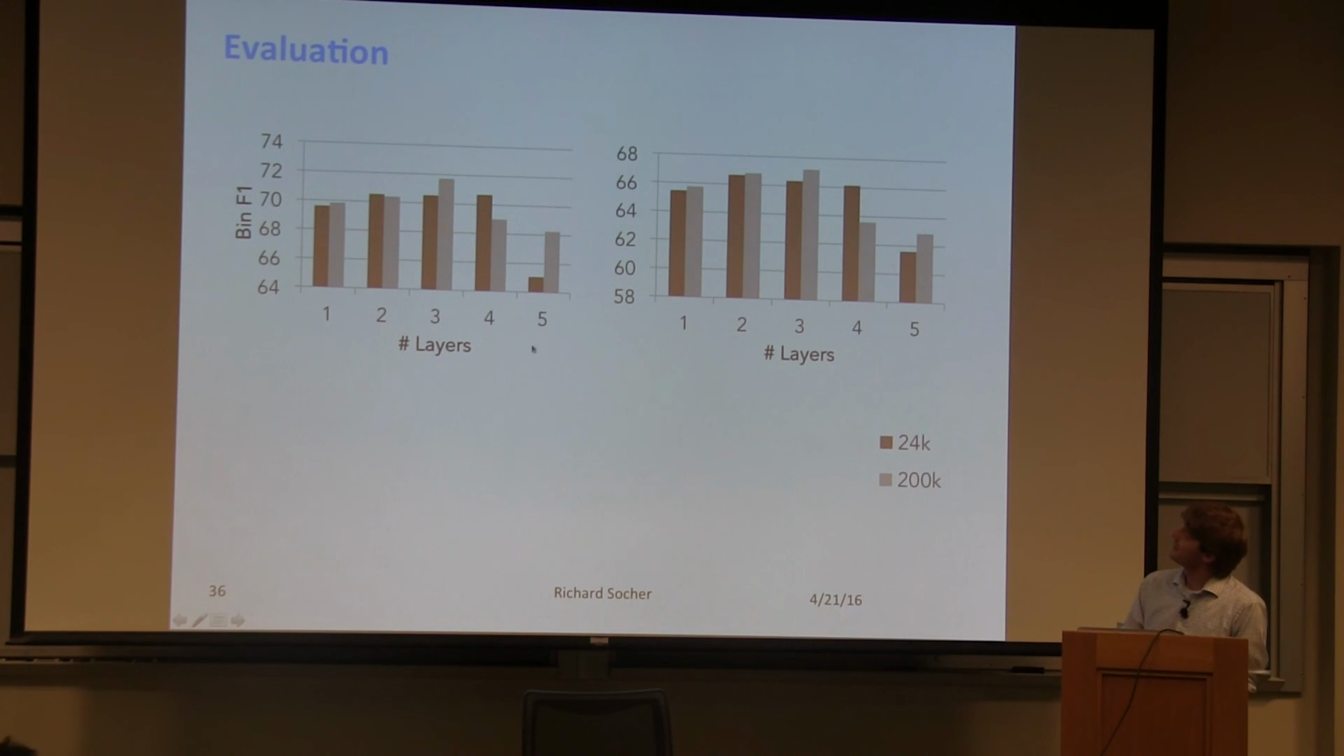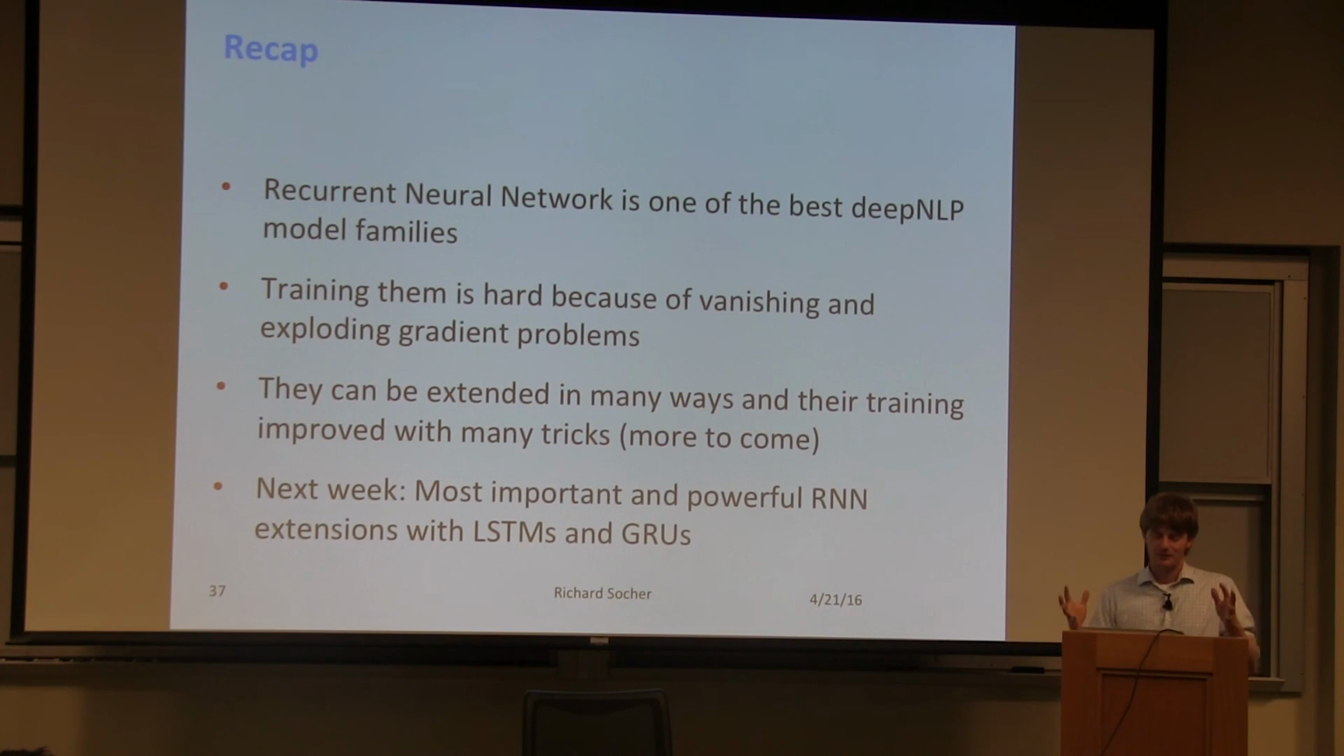Now, we can look at number of layers and what helps for different problems, and basically we'll observe, regardless of whether you have 24,000 parameters or 200,000 parameters, that after 3 layers of depth at each time step, you don't really gain anything in F1. All right, so let's quickly recap. Recurrent neural networks, one of the best model families of all of deep natural language processing, likely one that you'll want to use and compare with in your projects.